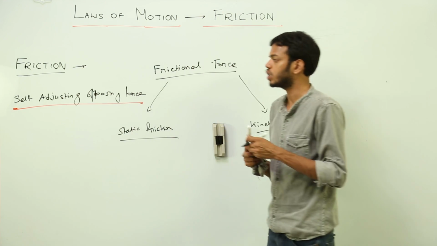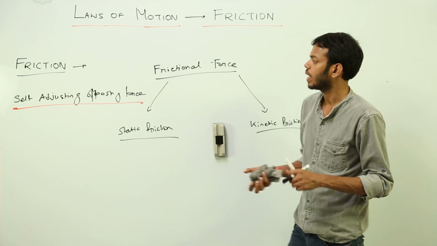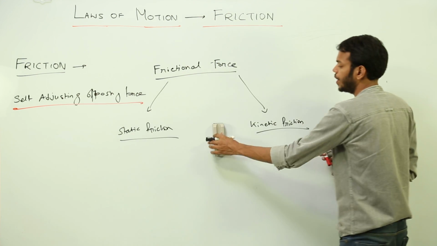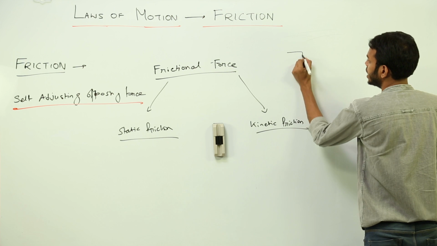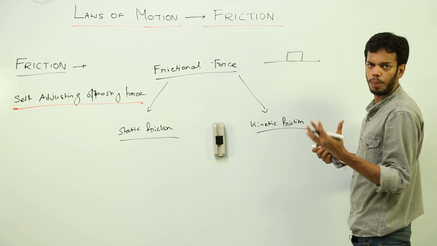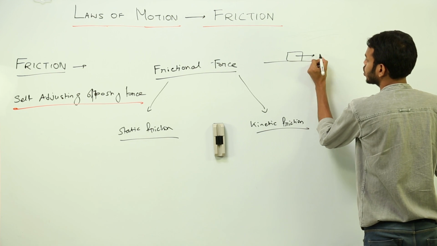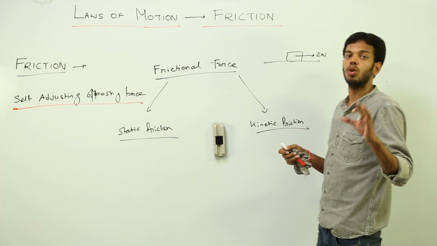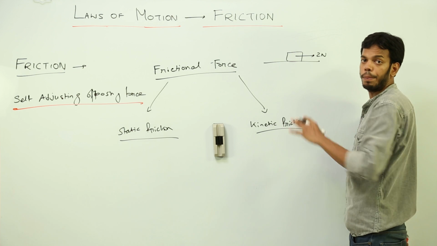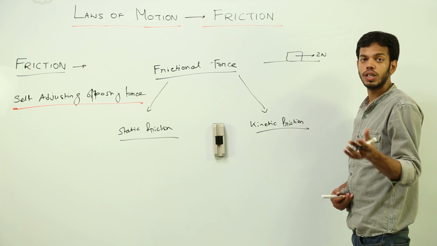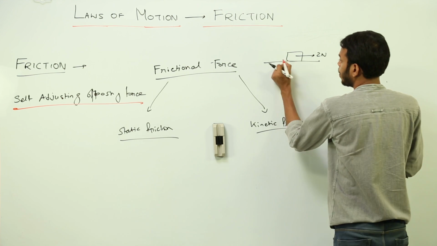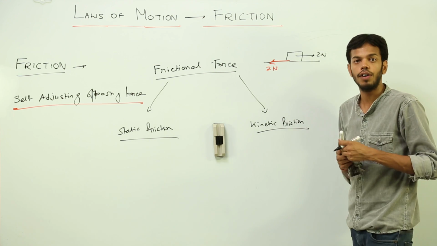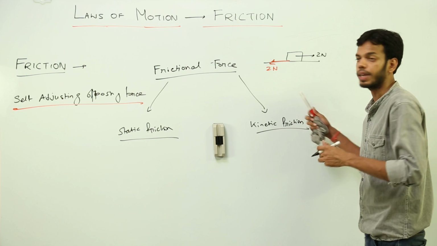Now this statement is also self-explanatory. What do you mean by self-adjusting force? The force which adjusts itself. Suppose there is a book placed on a table. I am applying a force of 2 newtons, but the body is still not moving. According to the law of motion, the body should have moved, but it is not moving. That means there is an opposing force acting on the body. The opposing force, which is frictional force, is exactly of the same magnitude. That is why the body is not moving.